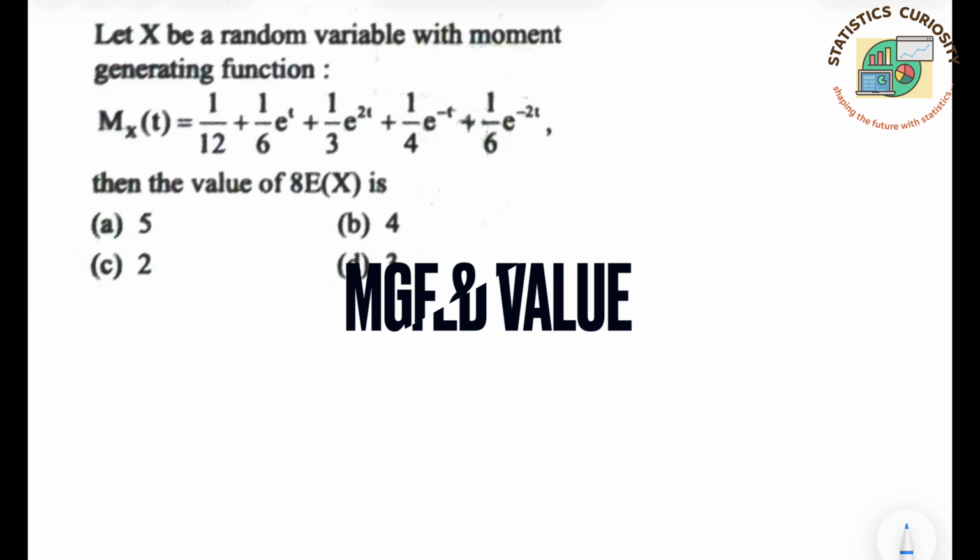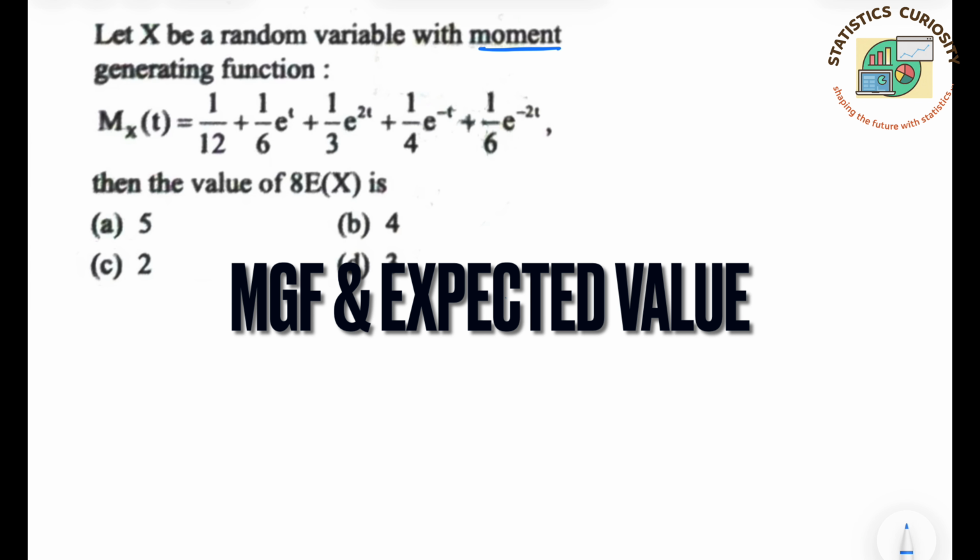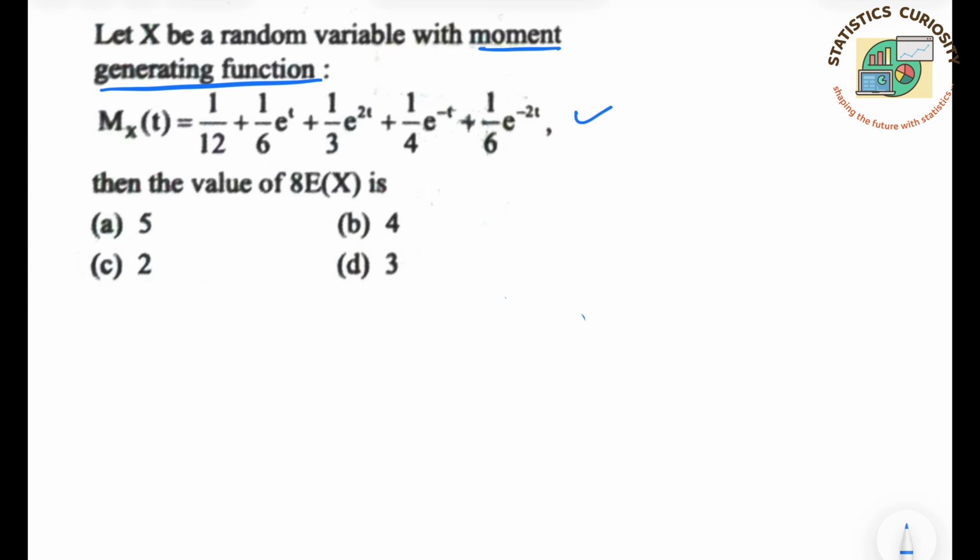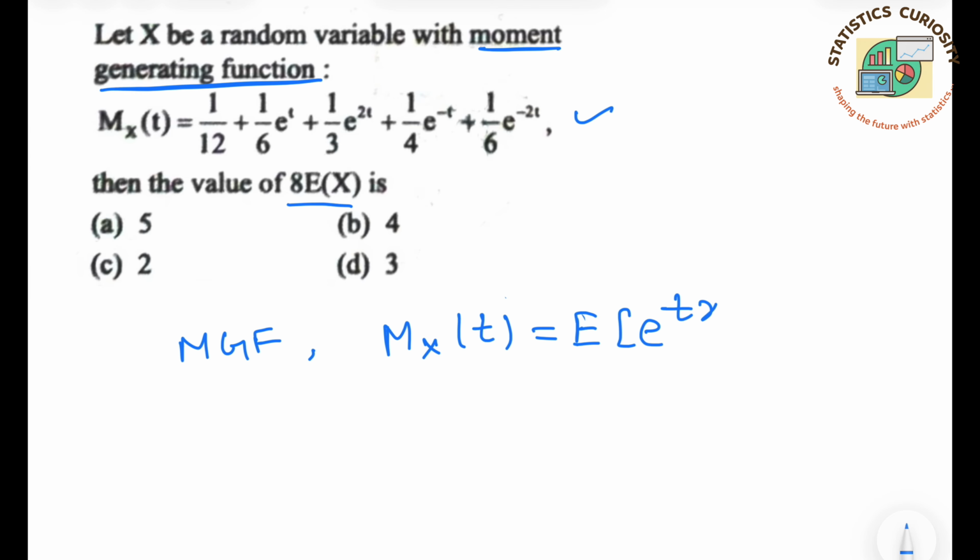So this question is about moment generating function. We are given this moment generating function and we need to find the value of 8 multiplied by expectation of x. The moment generating function M_X(t) is actually the expected value of e raised to the power tx. Expectation of e raised to the power tx.